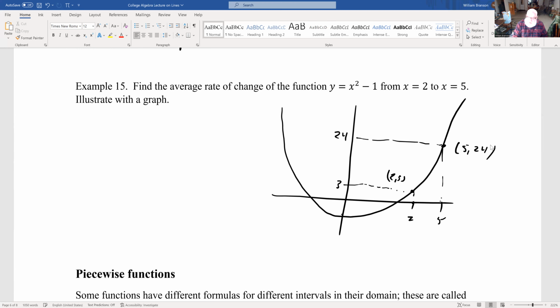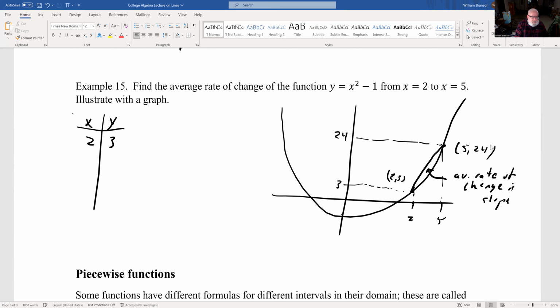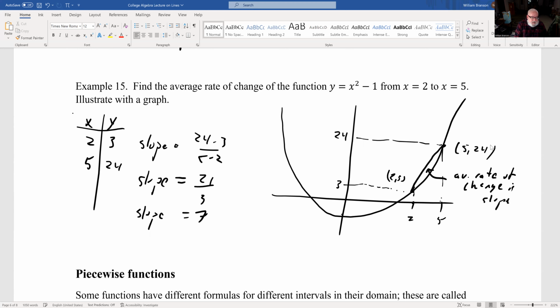So just as we did before, we have a graph. We can connect them with a line. Average rate of change is the slope. So we have 2 points, x and y. One is x equals 2, y equals 3. One is x equals 5, y equals 24. Slope is 24 minus 3 over 5 minus 2, which is 21 over 3, which is 7. And this problem doesn't have any units, but it's units of y per units of x.